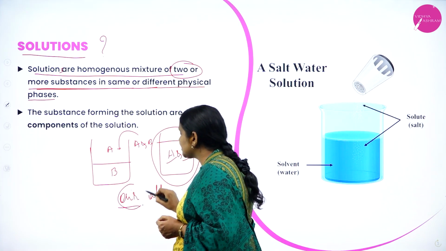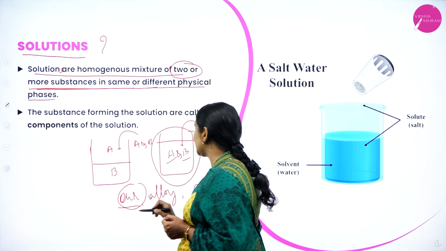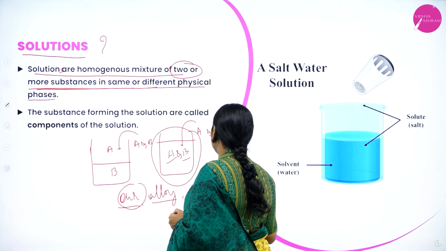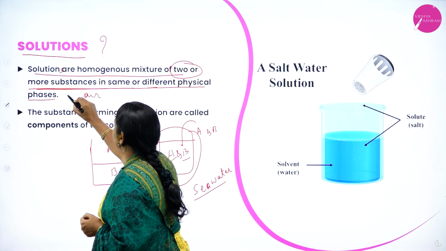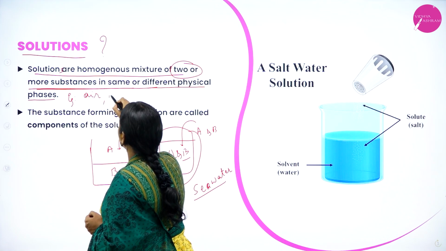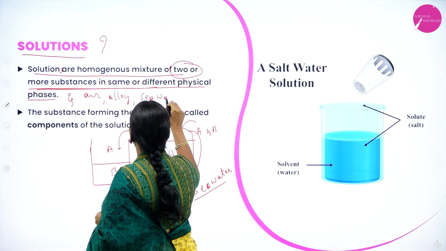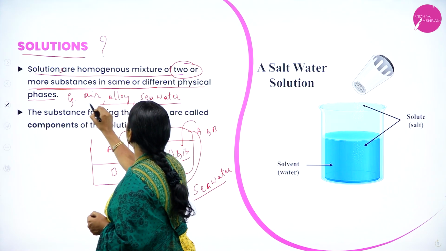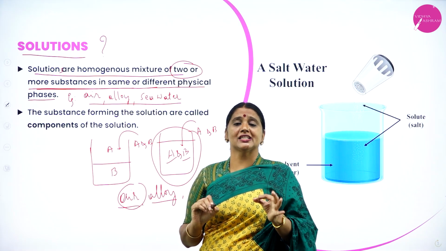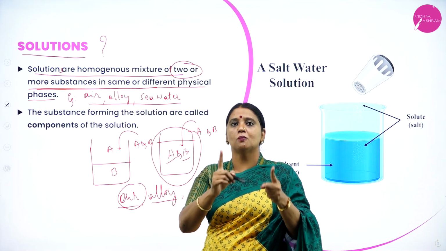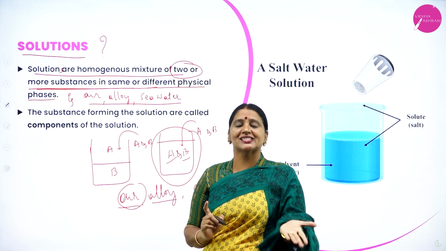Therefore, solution means not only salt solution as well as sugar solution. Examples of solution are air, alloy, seawater. These are beautiful examples of solution. Therefore, solution is an example of what? Homogeneous mixture. Once again, I'll repeat.